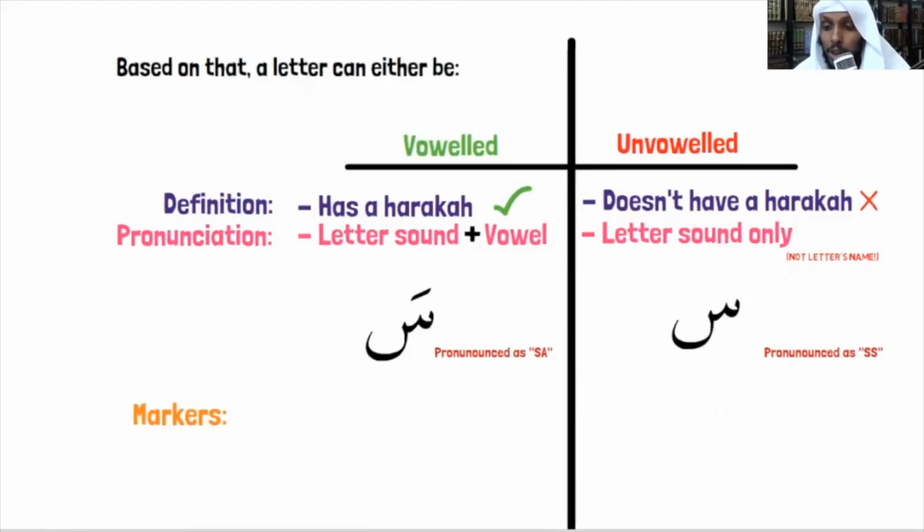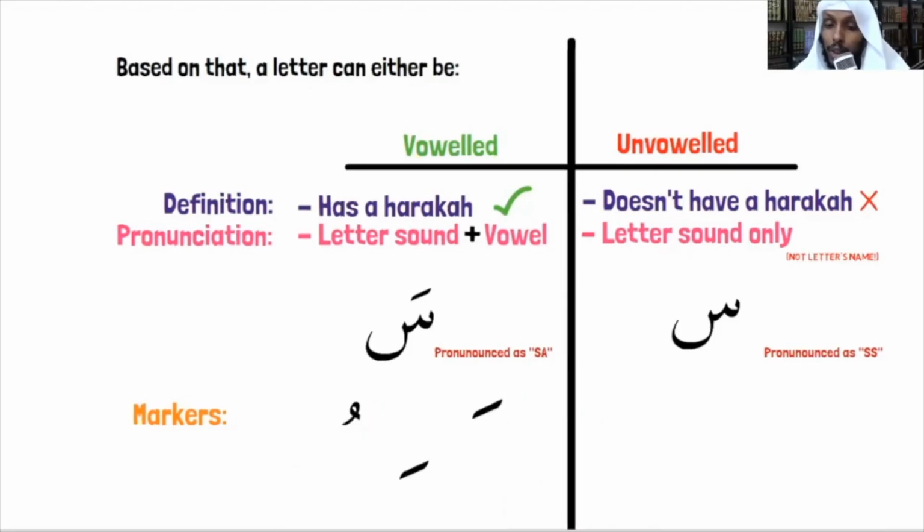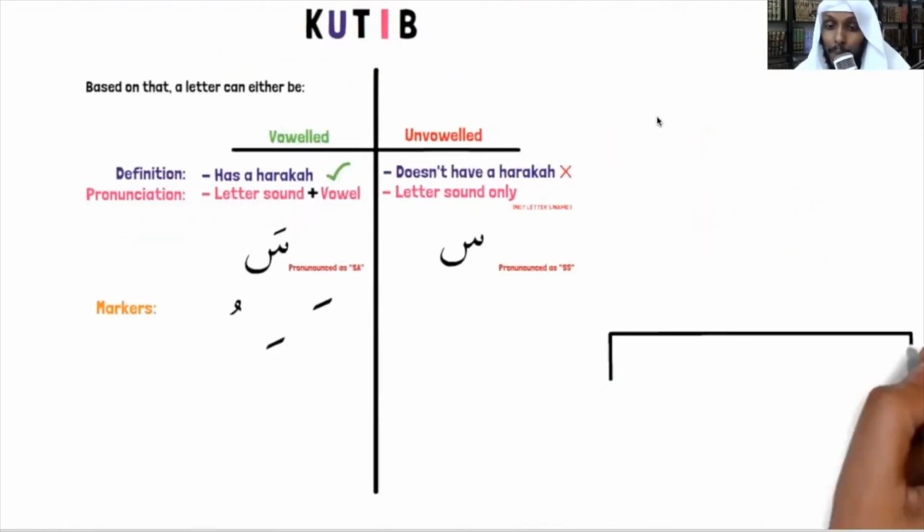Now, next question: what are its markers? In other words, how do I know a letter is voweled or unvoweled? What tells me? Yes, we know that the markers for voweled letters that we've learned so far are fatha, kasra, dhamma. Okay, those are the markers for voweled letters. Good. But what are the markers for unvoweled letters, which I asked earlier in WooClap?